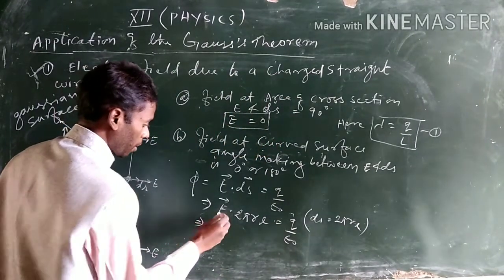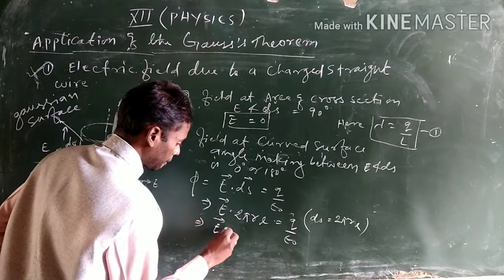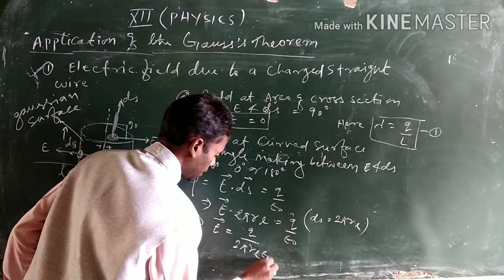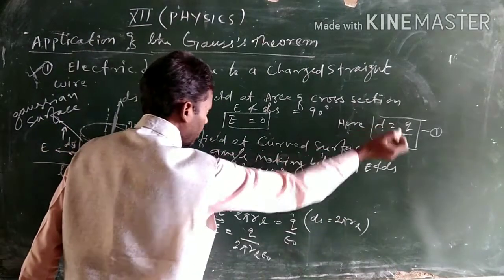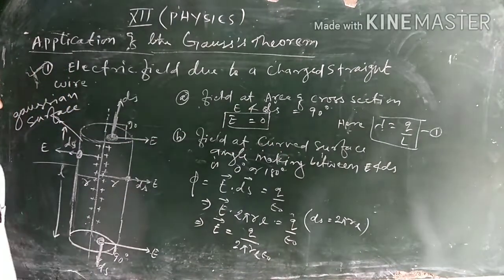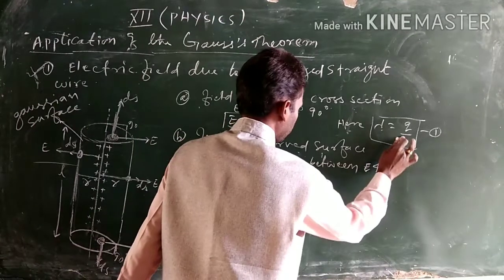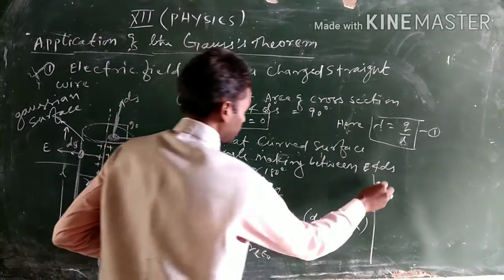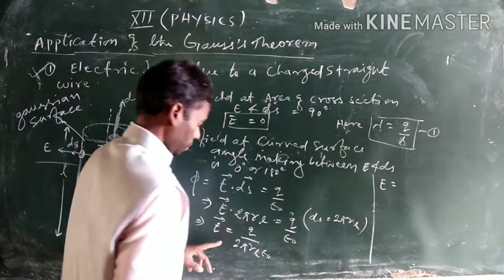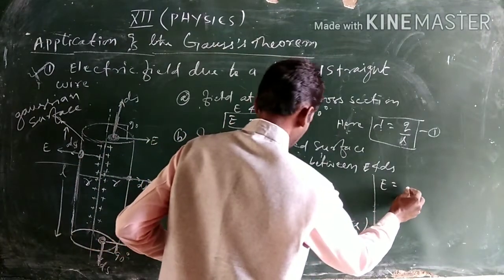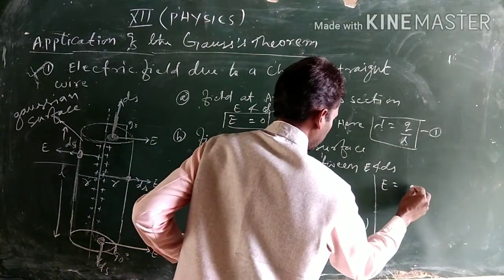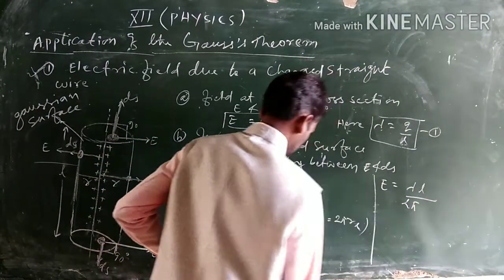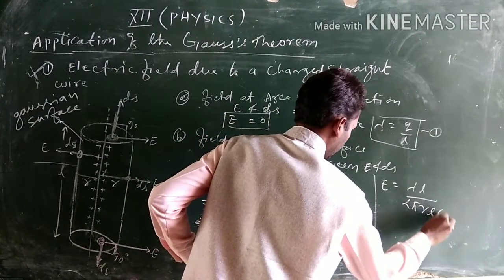Then our electric field is equal to Q divided by 2 pi R L epsilon naught. By using the linear charge density Q by L, that means we are taking a small length l. By using this, our charge is equal to lambda into L, divided by 2 pi R L epsilon naught.